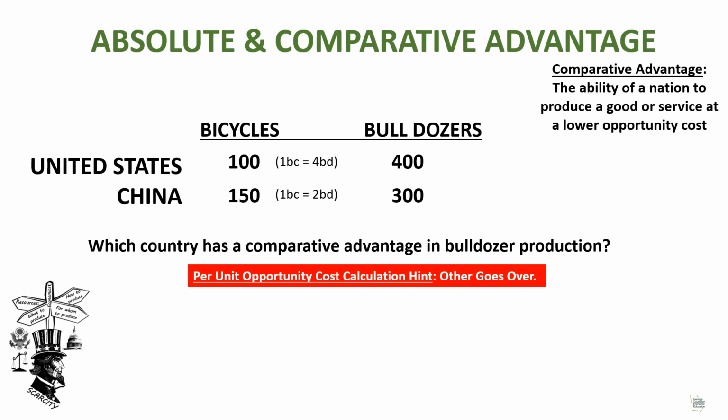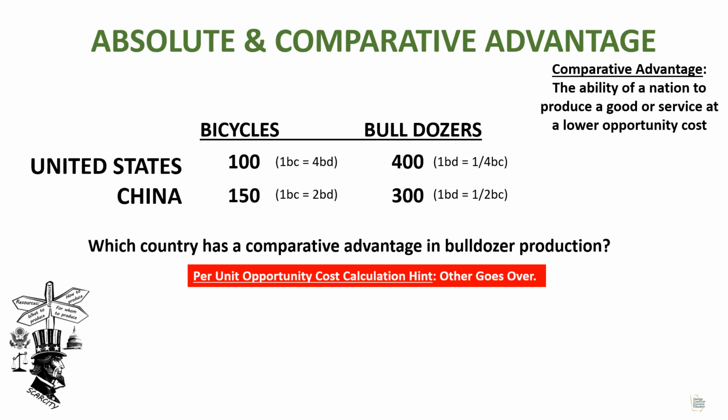So let's see bulldozer production. Like we're going to put the other over. So we're looking for bulldozers. So we would say, okay, let's put the 100 over the 400. So for every one bulldozer that the United States produces, we would give up 1/4 of a bicycle, maybe the front tire or the back tire. China, on the other hand, for every one bulldozer that China would produce, they would give up 1/2 of a bicycle. Remember, the other goes over.